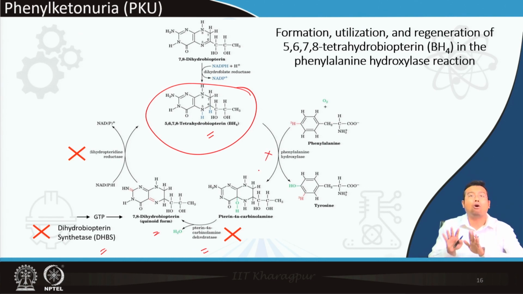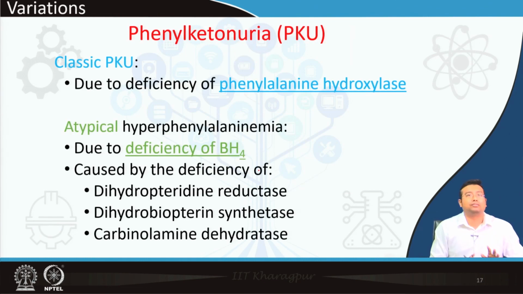So, based on all of these etiologies, phenylketonuria can be classified into classical phenylketonuria, which is the most common variety, and it is characterized by deficiency of the enzyme phenylalanine hydroxylase. However, there are atypical causes of hyperphenylalaninemia, right, due to deficiency of the coenzyme, that is tetrahydrobiopterin, and these intermediary enzymes. Any one's deficiency may lead to an atypical hyperphenylalaninemia.